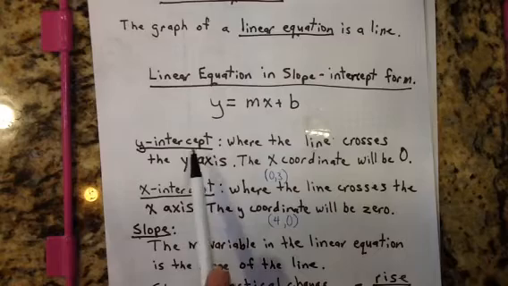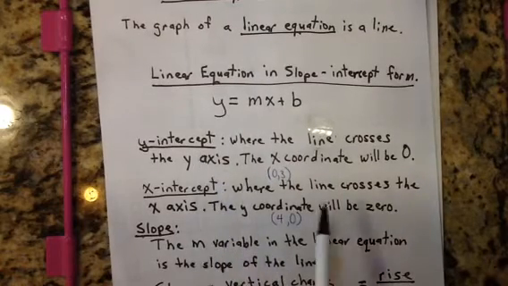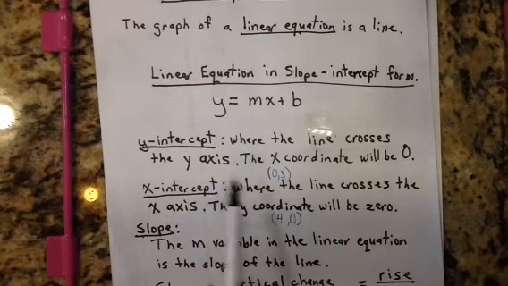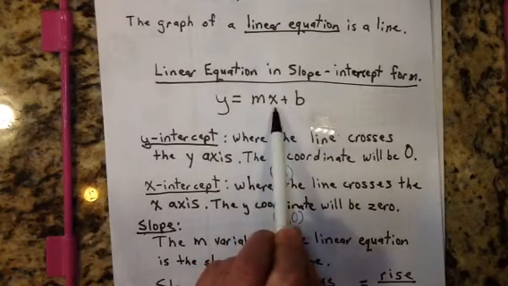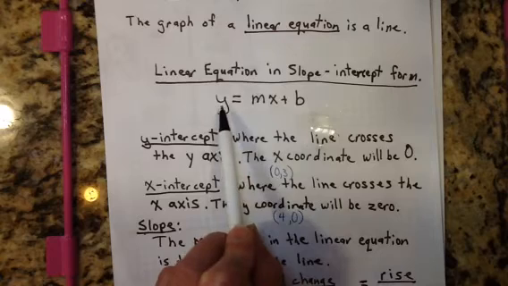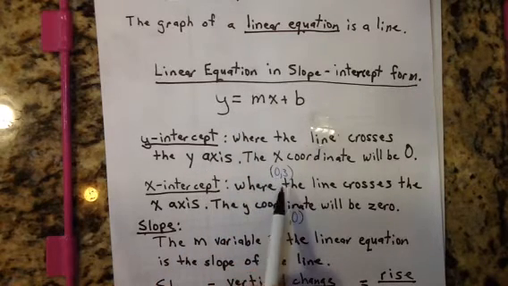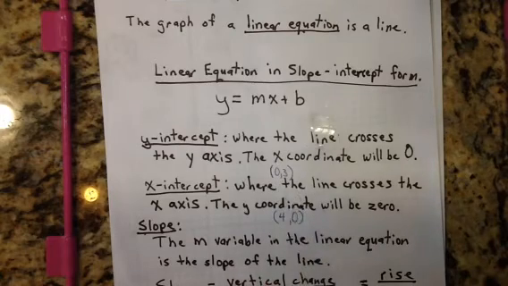So, if you want to find the y-intercept, the x-coordinate will be 0. So if you want to find it, plug in 0 for x into your equation, see how y comes out, and then the coordinates for that, or the ordered pair, will be your y-intercept.